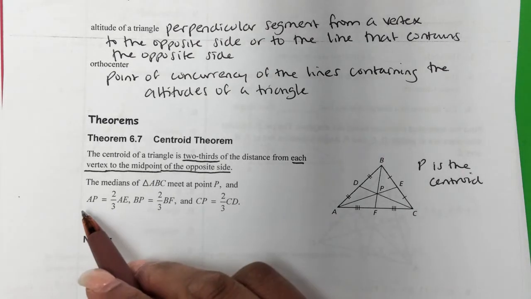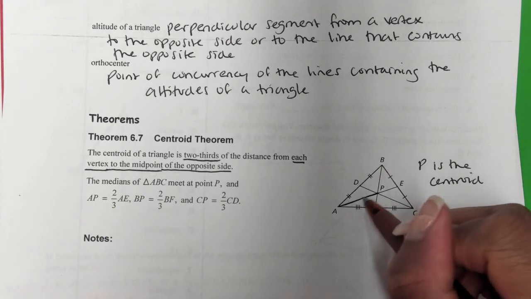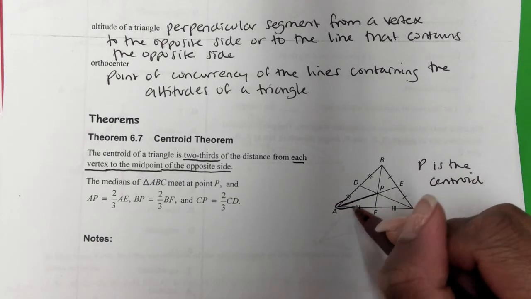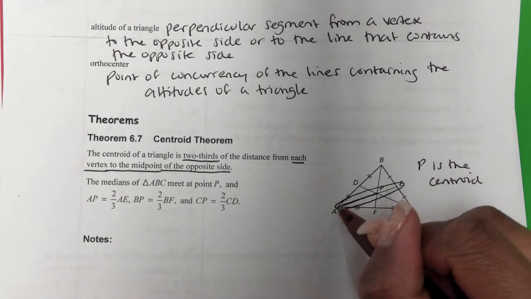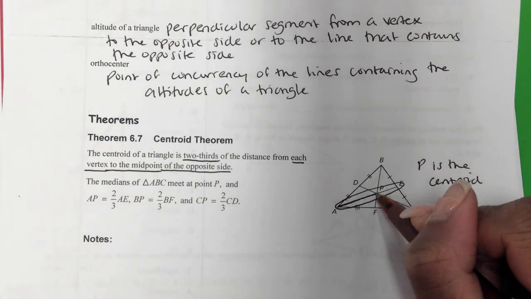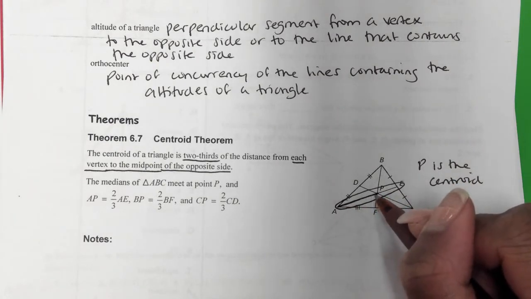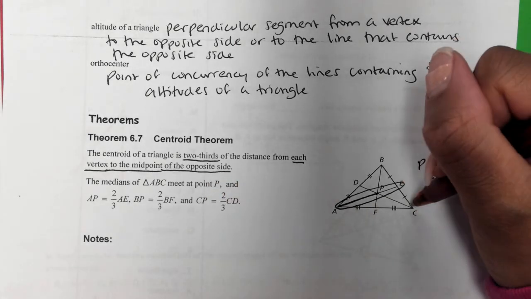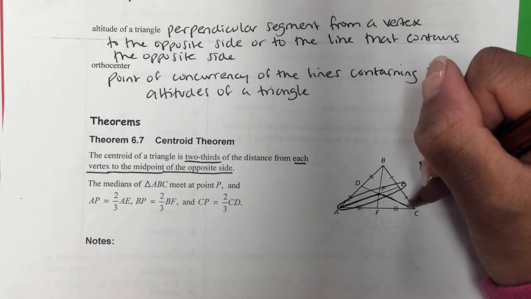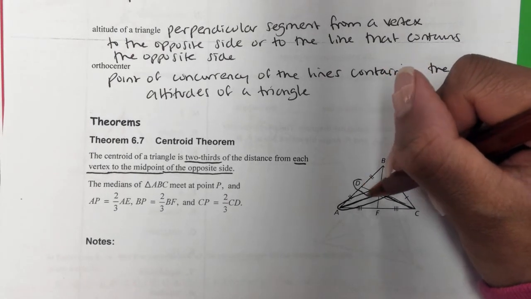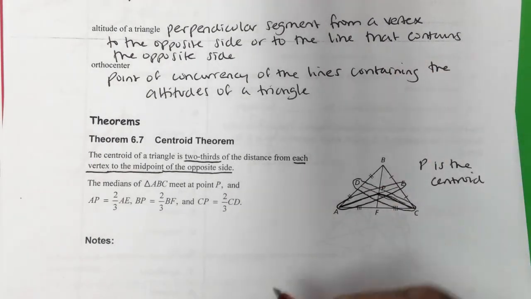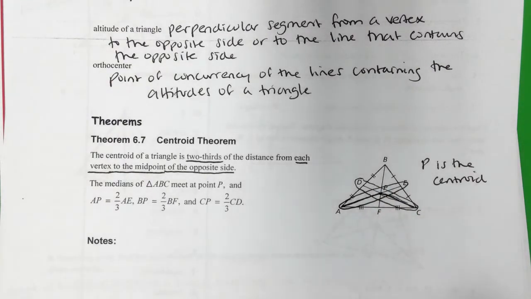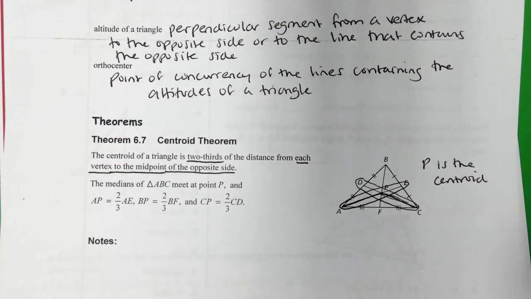So this says that AP is equal to 2/3 of AE, so that whole thing. So from the vertex to the middle, it is 2/3. Vertex to the middle means it's 2/3. Okay? And it also says it for the rest. So CP, vertex to the middle, is 2/3 of the whole thing DC. And the same with PF. Okay? So let's do an example.